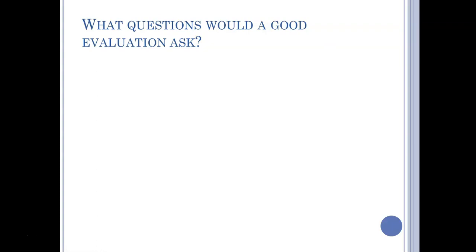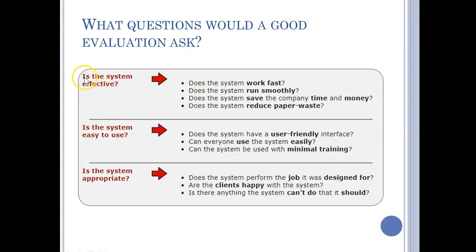What questions could you ask that are considered good in the evaluation stage? To make sure that the system is working efficiently, there are three main questions that we can ask, and there are sub-questions to each of those main questions. The three main questions are: is the system effective? Is the system easy to use? And is the system appropriate? These are three good main questions to see whether or not the system is working correctly or as desired by the company or business.